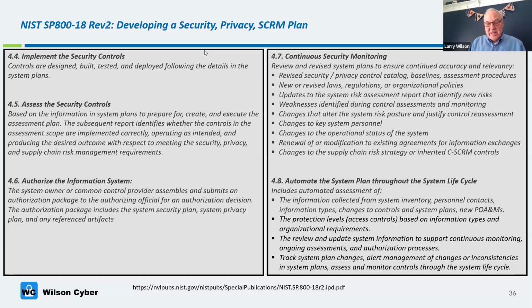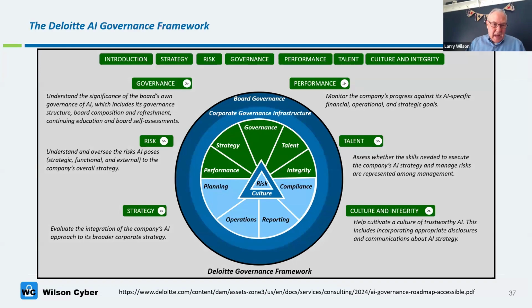So basically, it's an assessment of the information collected from systems inventory, personnel contacts, etc., changes, plan of action and milestones, the protection levels, the access controls, the review and update the system information to support continuous monitoring, track changes, alter management of changes, etc. So that's the output. That's the deliverable, a system security plan.